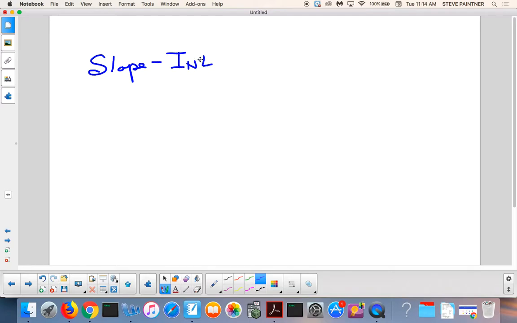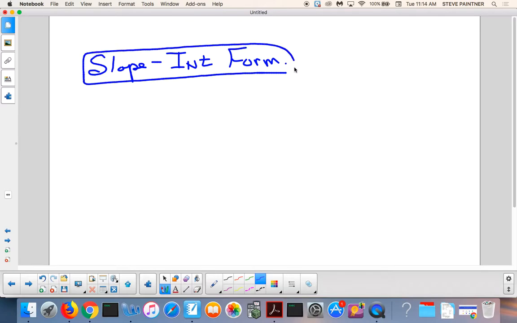Slope intercept. Yep. Mr. Painter. Yep. What are we doing after we're done with this test? This quiz, you mean? We have one more unit, of linear equations. I don't even want to tell you because it's a surprise. A little extra. Overwhelming.